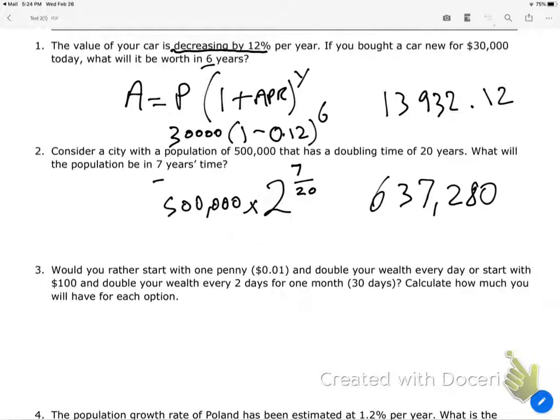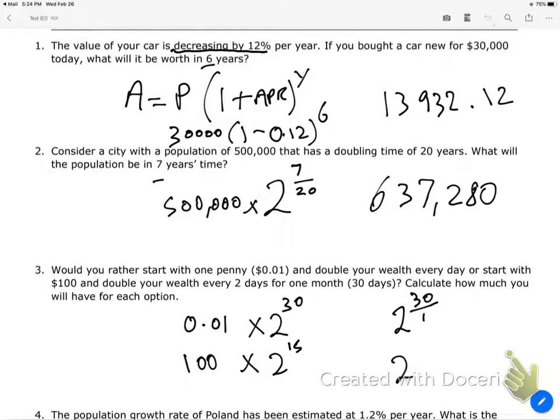Okay, next one. Would you rather start with 1 penny and double your wealth every day for a month? Okay, so again, you start off with a penny. If this is doubling time and you do it for 30 days, that's what you would do. Okay. Now, if you start with $100 and you double it every other day, every 2 days, that's only 15 doubling times. But you could think of it like this. Remember, if you're going to double it, if your doubling time is every day, that's still 2 to the power 30. Okay, 30 days in a month. But if your doubling time is every 2 days, then that's where the 15 comes from. Okay, so therefore, just put those in your calculator and figure that one out.